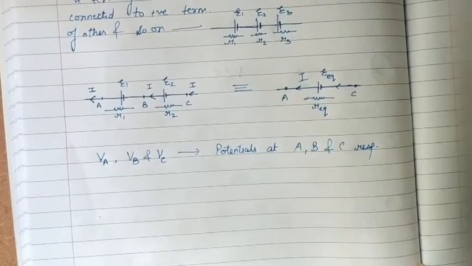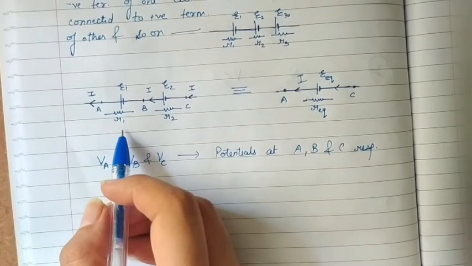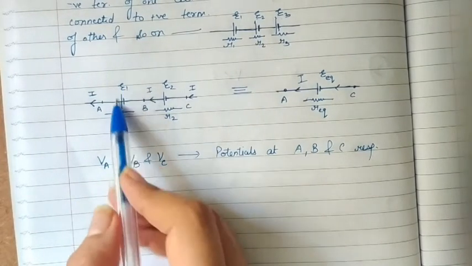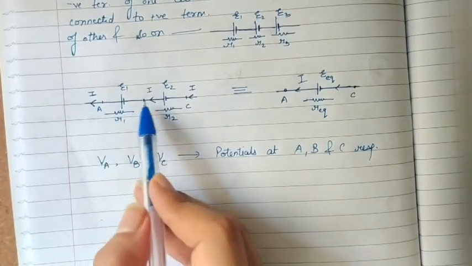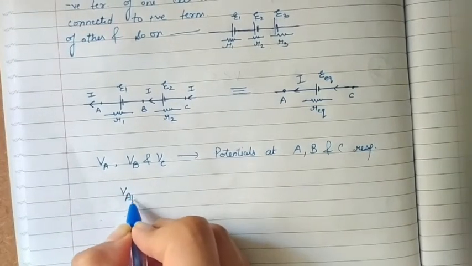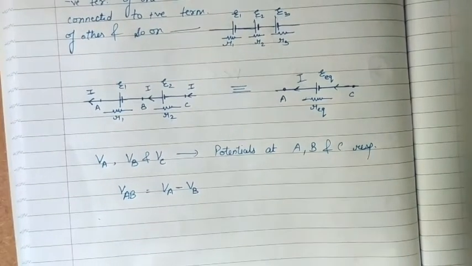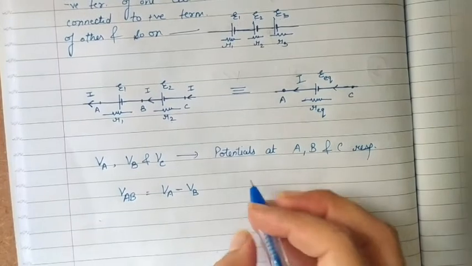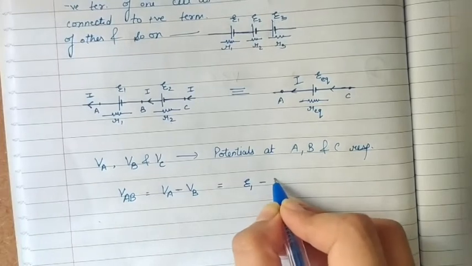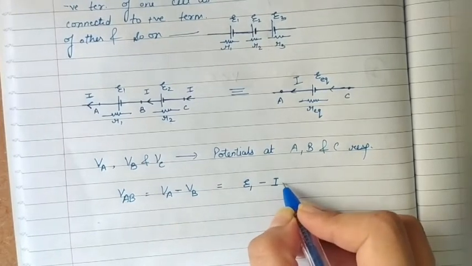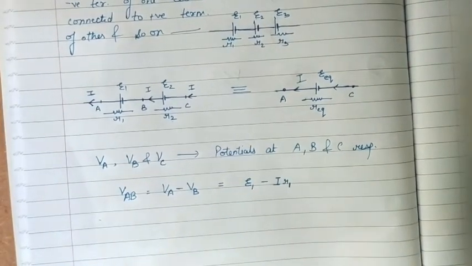Then the potential difference across the two cells. For this cell, the potential difference across it, meaning VAB, the potential difference between A and B, can be given as VAB equals VA minus VB. VA minus VB will be equal to its EMF minus the potential drop in it, and it will be equal to I times its internal resistance, IR1.